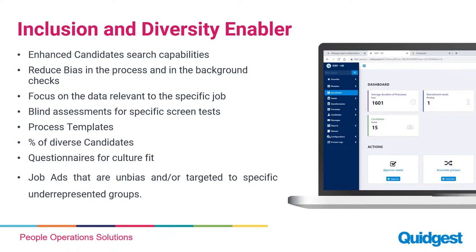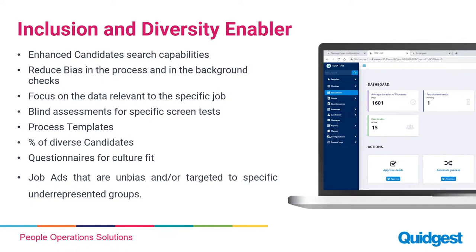The other thing is to try to reduce that bias in the process. Automations for screening candidates can be options to reduce the bias that exists in these processes, also focusing on data that is relevant to the specific job. You also need to make sure that when you create job ads, they can be unbiased or targeted to specific representations. We allow you to have multiple different ads for the same job advertisement, so you can capture more of your target audience.